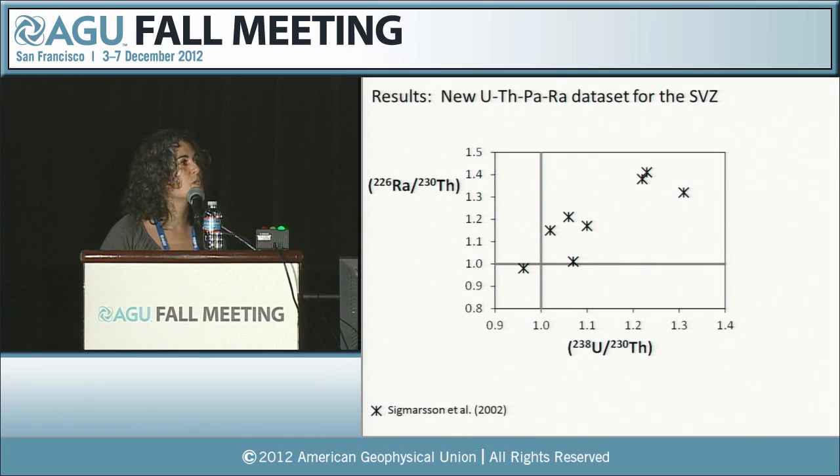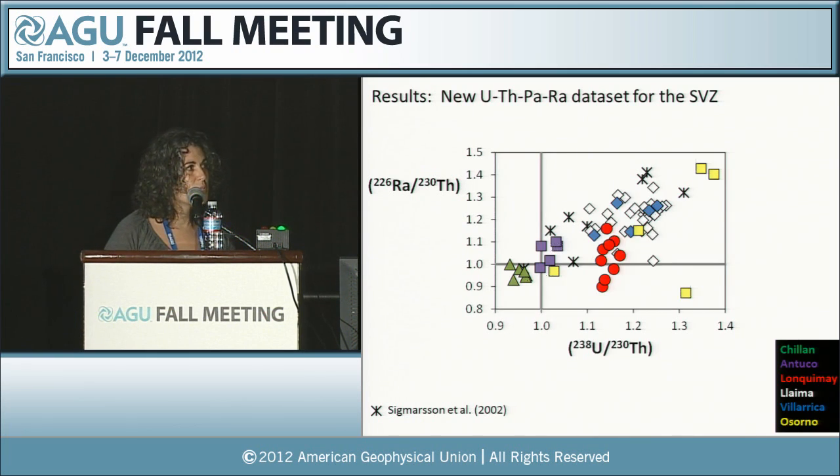So before I show you all my new data, this was the data prior to this study for radium-thorium disequilibria and uranium-thorium disequilibria based on the work of Sigmarsson. And again, this is for mostly single samples from individual volcanoes. But we see the story gets a little bit more complicated when we add multiple samples from each volcano. So now each volcano is indicated by different colors. Jaima volcano is now in white. Osorno volcano is in yellow. Lonquimay is in red. Villarrica is in blue. Antuco is in purple. And Chillán is in green.